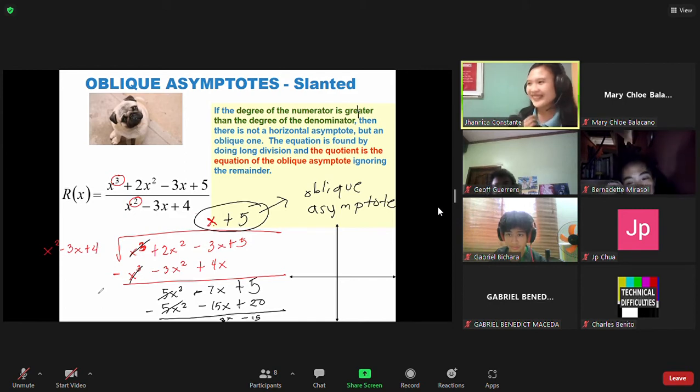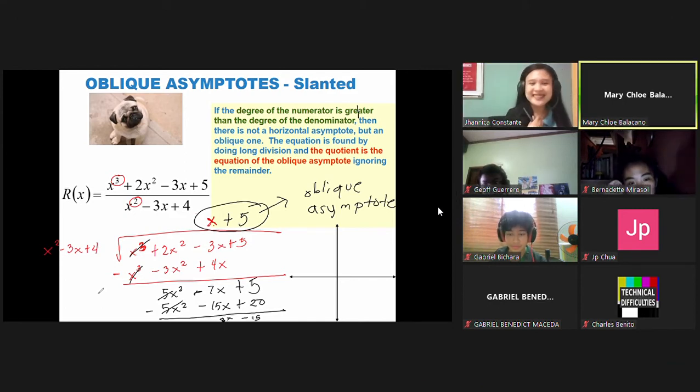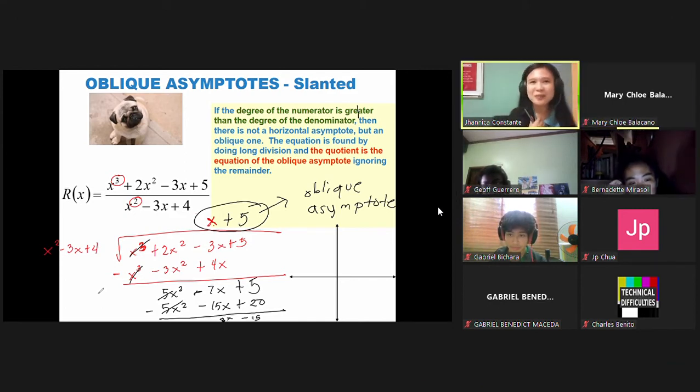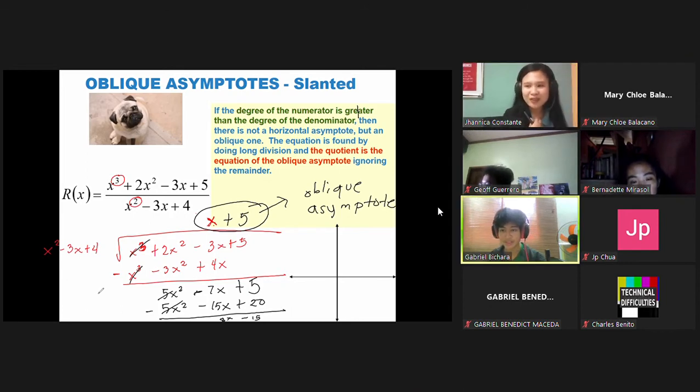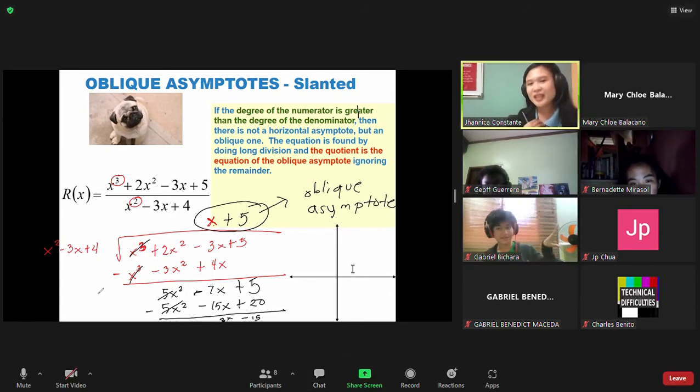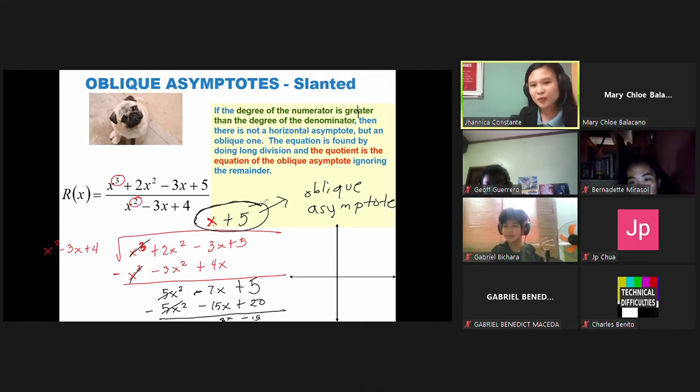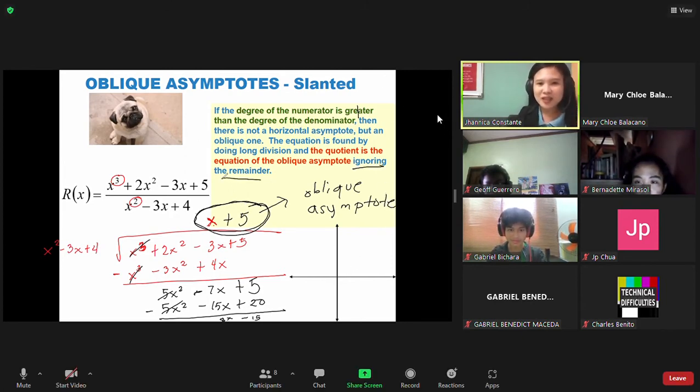Question. What will happen to the remainder? Nothing. We're just going to ignore the remainder. Since we're just looking for the oblique asymptote, we're just going to get this one. We're not going to include the remainder in our answer for the asymptote that we are looking for in our rational function. Okay?